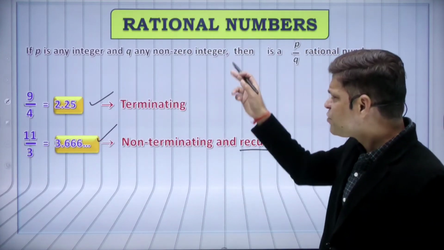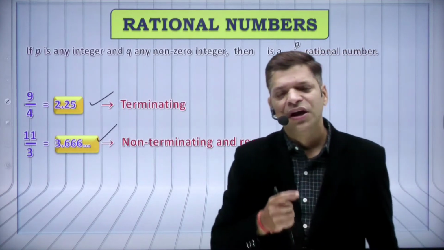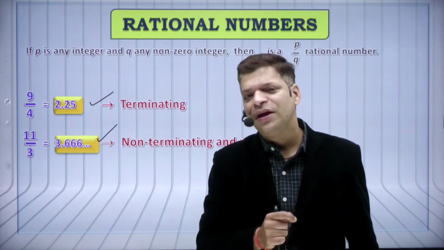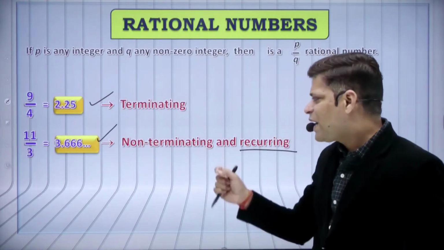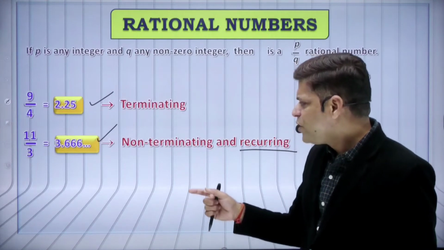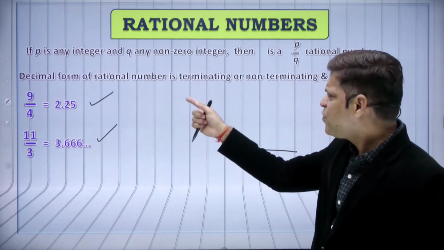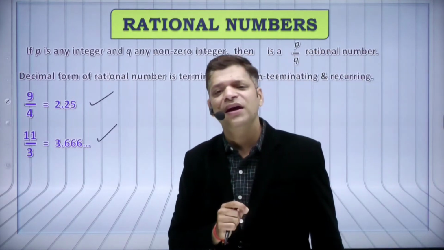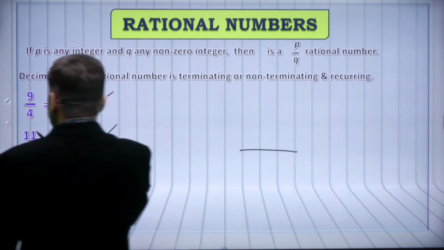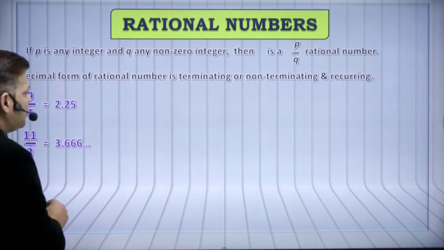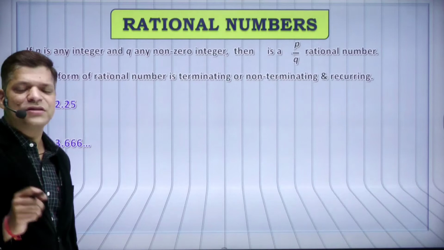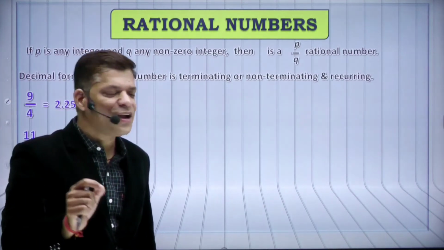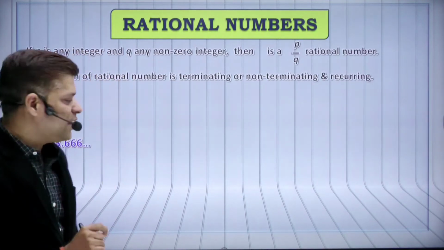Okay, so here we define rational numbers into two formats: the terminating rational numbers and non-terminating and recurring rational numbers. Also we can write down now, the decimal form of rational numbers is terminating and non-terminating recurring. So here we discuss that the decimal form of rational numbers is in two formats. The one is terminating and the second one is non-terminating and recurring.